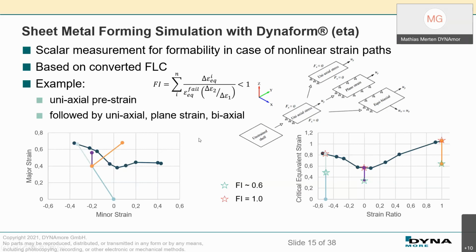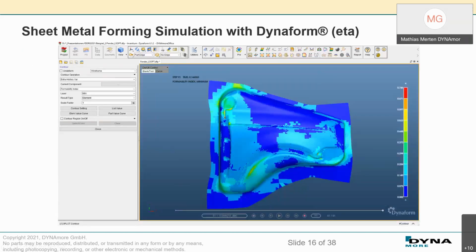So if we take a look with this background at our part, we see here the elemental Fi value, and we see the maximum value of roughly 0.75, indicating that we used 75% of the formability, and the most forming is used here, here, and here.